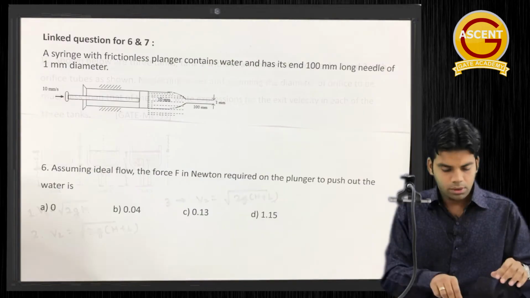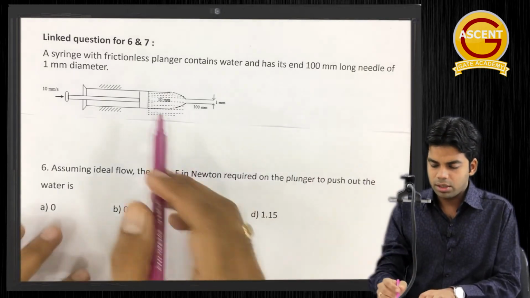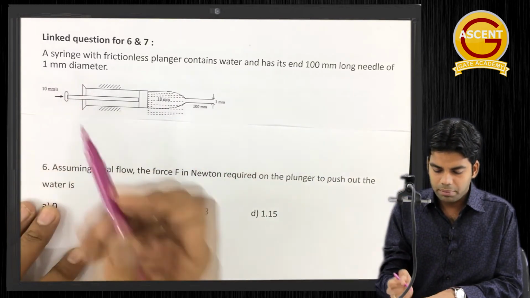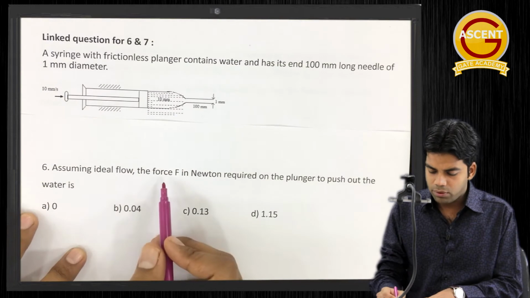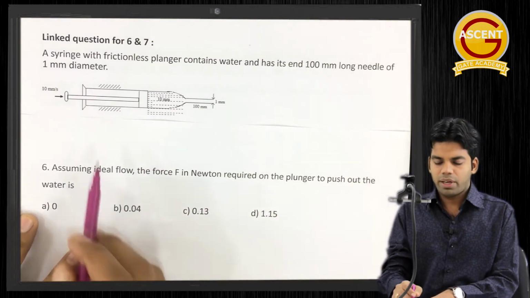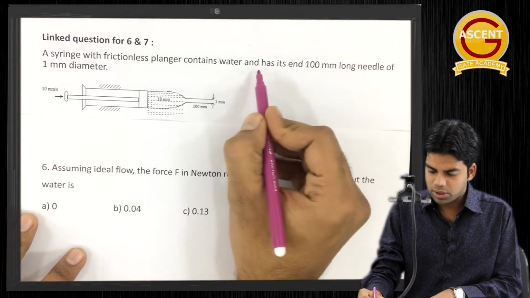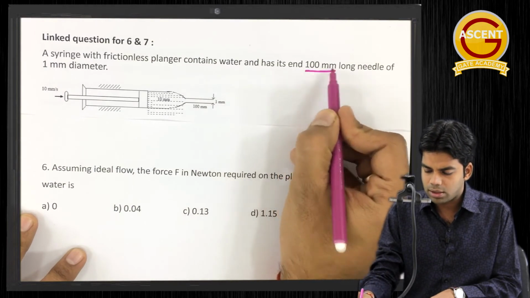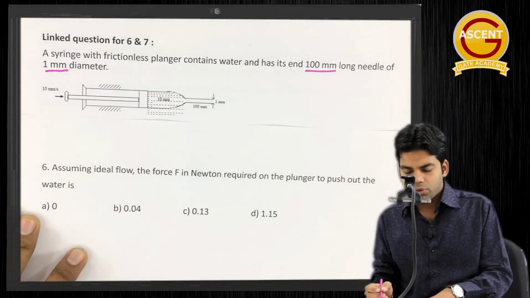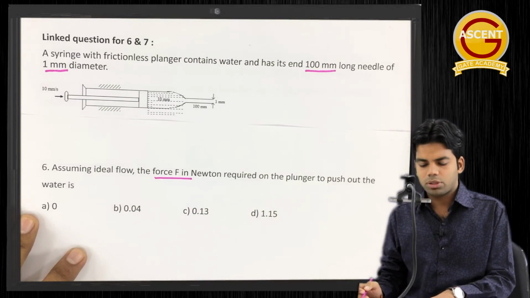Getting this or not? Next question says a syringe with frictionless plunger contains water and its end has a 100 mm long needle of 1 mm diameter. Assuming ideal flow, the force F in Newton required on the plunger to push out the water is... So we have this syringe which contains water, and its end is this 100 mm long needle of 1 mm diameter. We have to determine the force in Newton required to push the plunger.